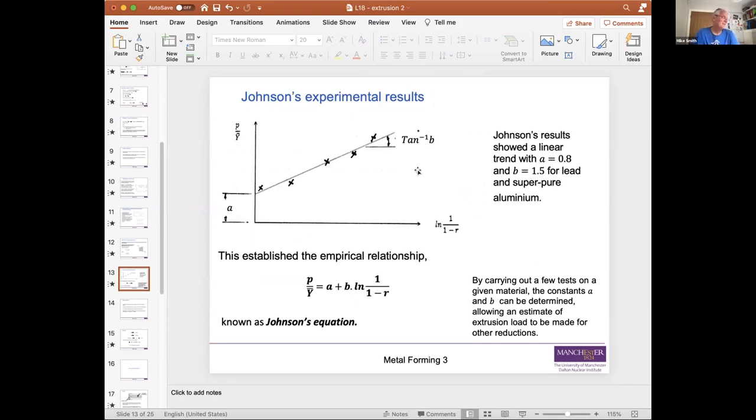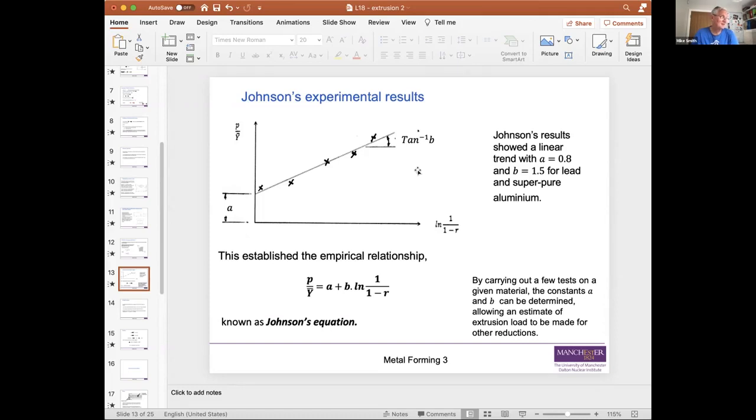So if you look at that slide you've got up there, what he's done is a whole series of extrusion tests at different reductions. So you've got log of 1 over 1 minus r increasing as you go from left to right. He's actually measured the punch loads. And because he's measured the punch loads, because he's measured the flow stress, and because he knows what the area of the punch is, he can plot p over y bar as a function of log 1 over 1 minus r. And each of those crosses is an extrusion experiment that he's done. And hey presto, he can do a linear regression on that, and he can get out A and B.